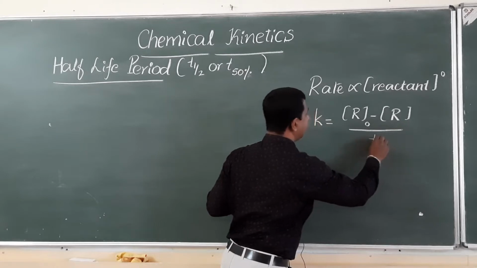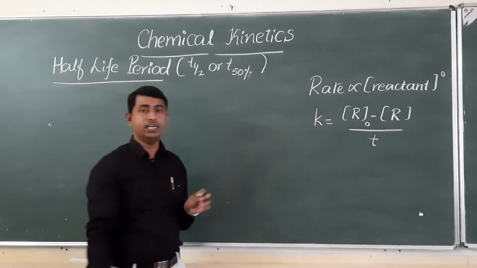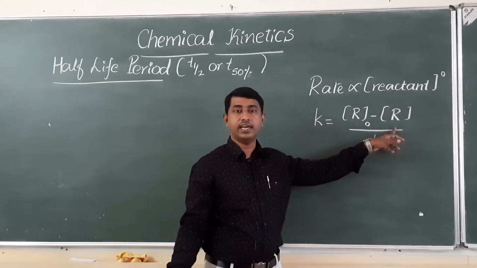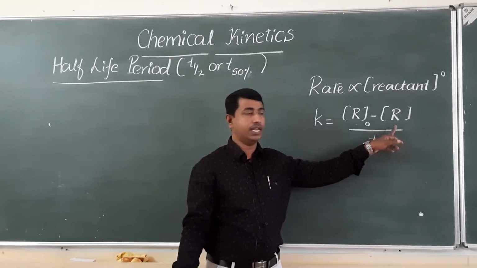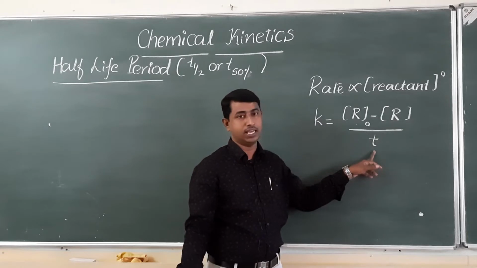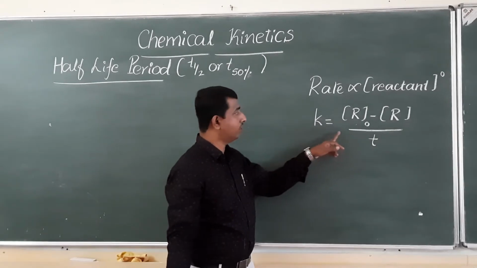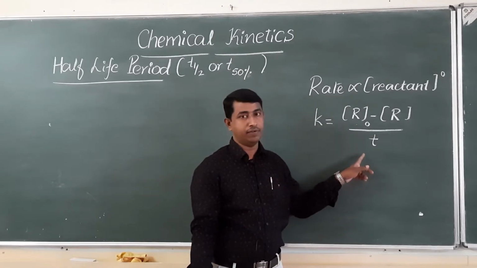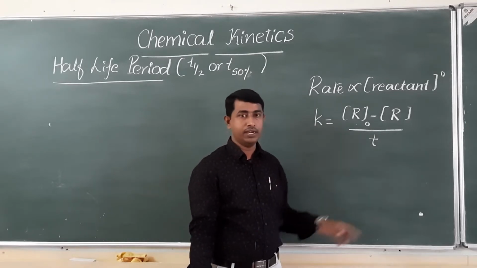by t, where R naught is the initial concentration of the reactant, R is the concentration of the reactant remaining after time t, and t is the time in seconds. So k equals R naught minus R by t. This is the integrated rate equation for a zero order reaction.